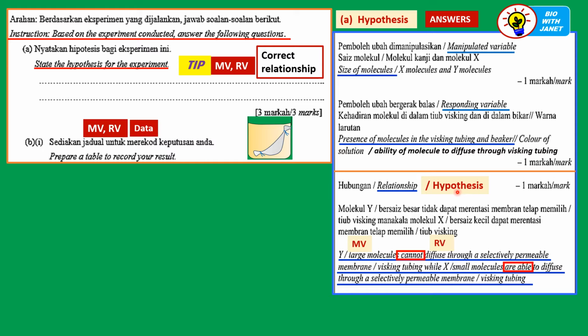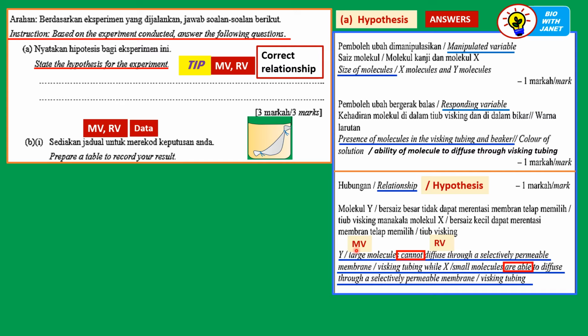So these 3 parts will make up the hypothesis. So let's look at the hypothesis and see whether it fulfills all the 3 criteria. Y, which are large molecules (starch molecules), cannot diffuse through a selectively permeable membrane (whisking tubing), while X, which are small molecules (iodide ions or iodine molecules), are able to diffuse through a selectively permeable membrane (whisking tubing). So here we have the 3 components.